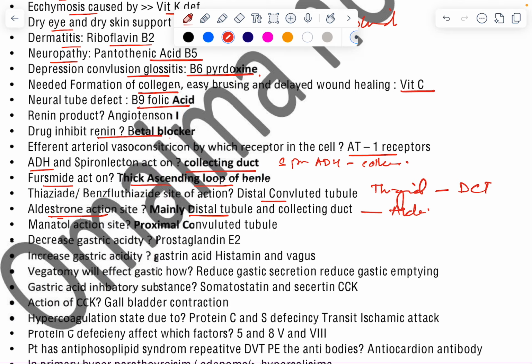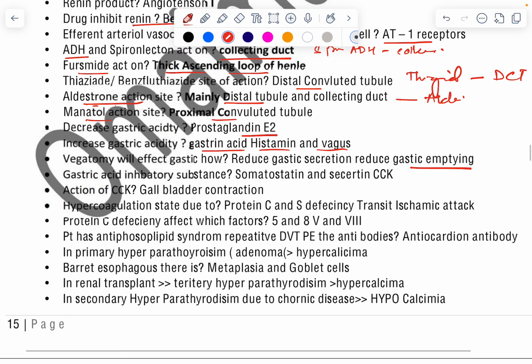Mannitol acts on the proximal tubule. Decreased gastric acidity: prostaglandin E2. Increased gastric acidity: gastrin, histamine, vagus, three things. Vagotomy will affect gastric function: it reduces gastric secretion and gastric emptying. Inhibitors: gastric inhibitory peptide, somatostatin and secretin, octreotide.